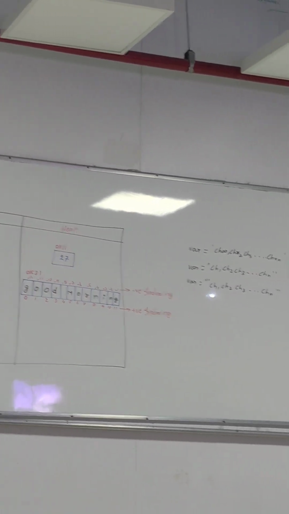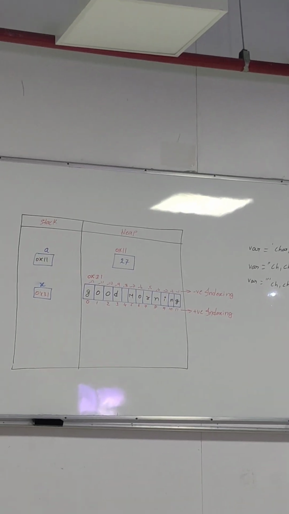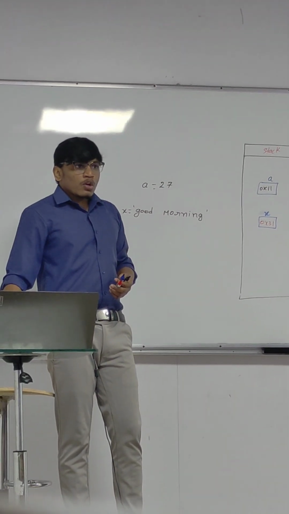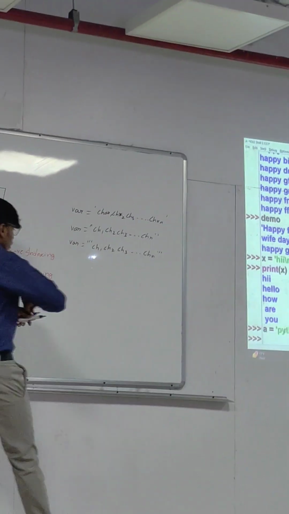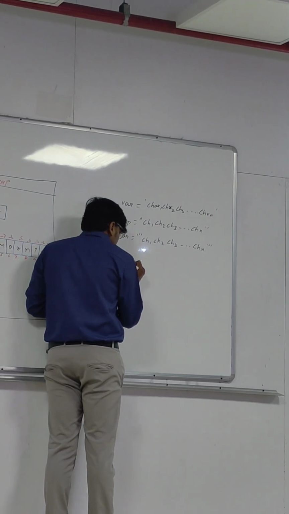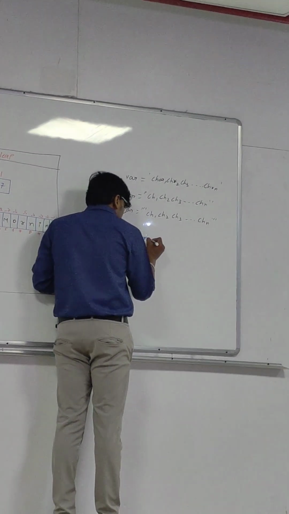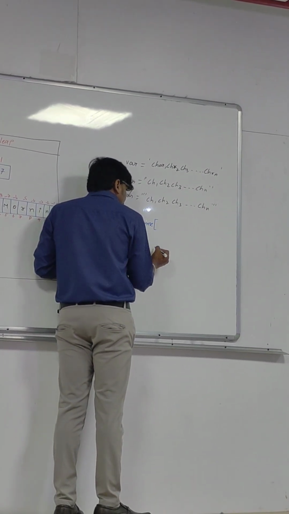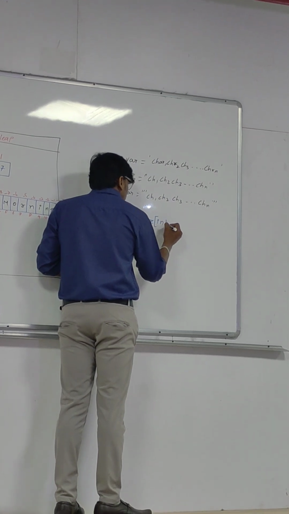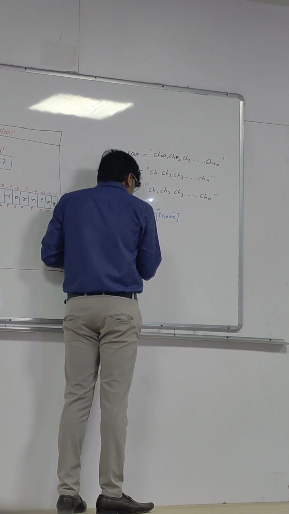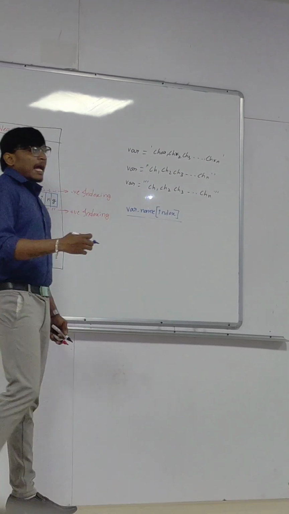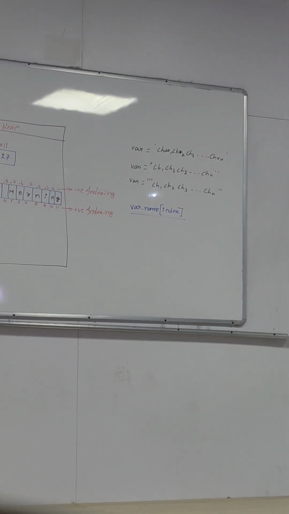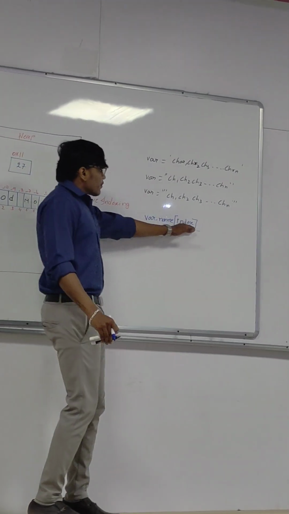So how can we access that? If I give 1, is it going to give you that 5? No. We have to follow the syntax: variable name, within square brackets, index position. If we use this syntax, you can access any character which is present at that specified index position.